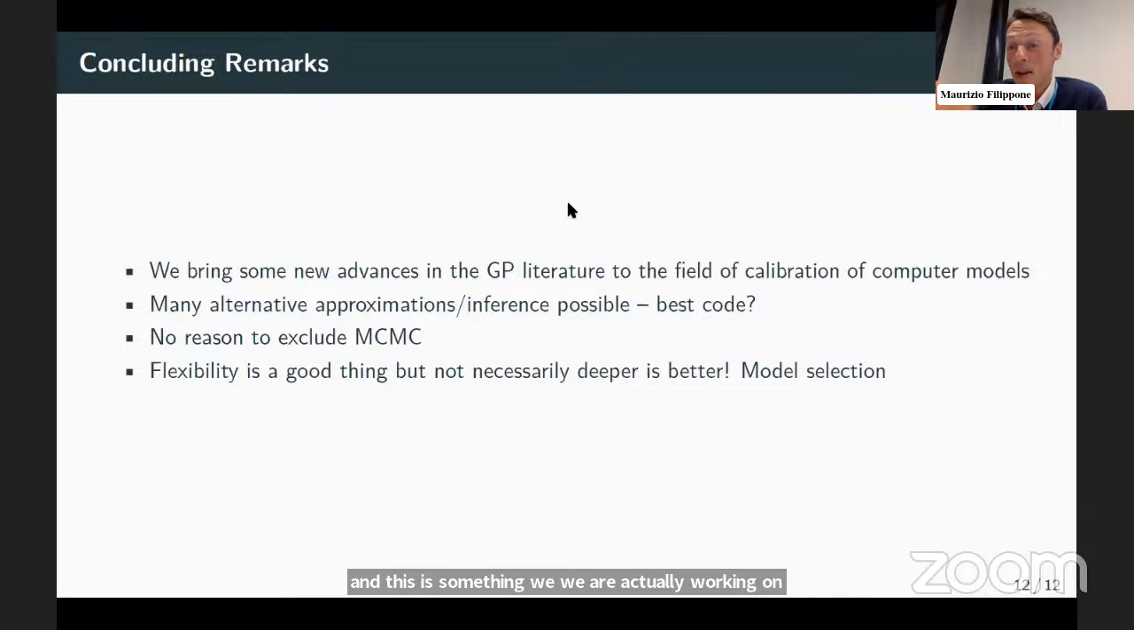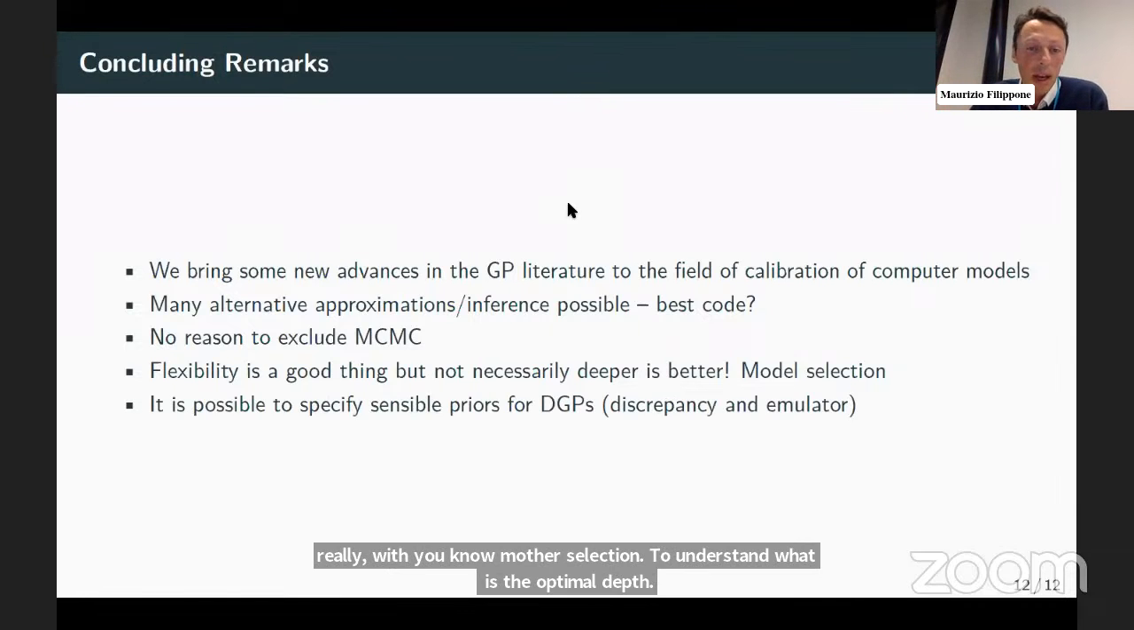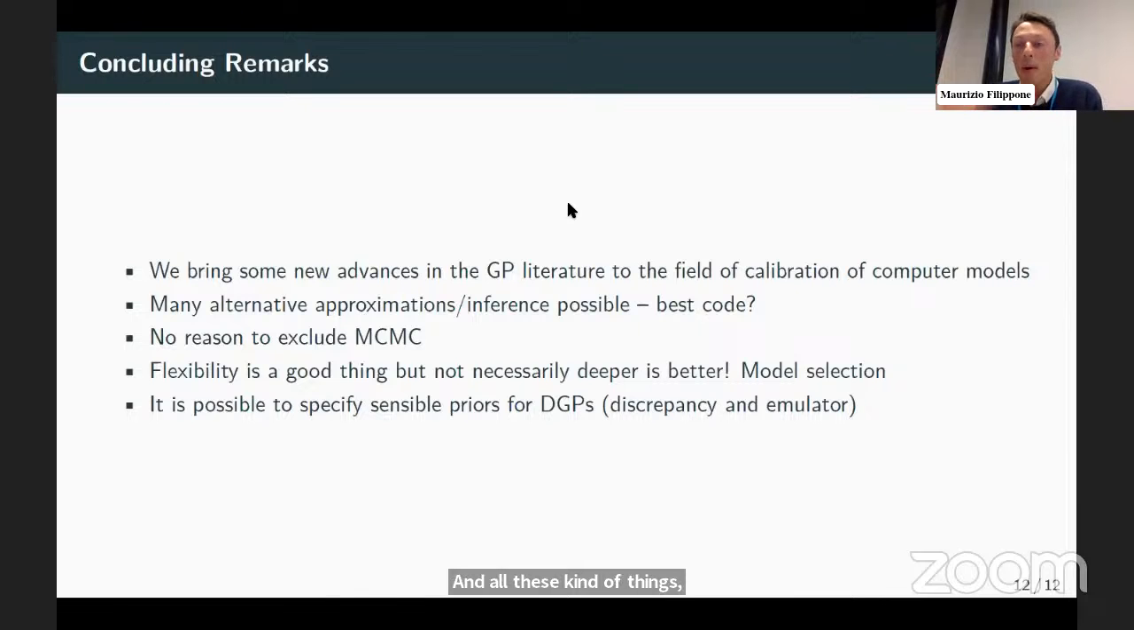And the reason is that not many people do Markov chain Monte Carlo with these models because nobody could come up with good priors. And so this recent work really allows us to start exploring this space. And I think it's really important to do, so we can do model selection to understand what is the optimal depth and all these kinds of things. And also, as I said before, now we have ways to specify sensible priors for deep Gaussian processes, both for discrepancy and for the emulator. With this, I thank you again for your attention.